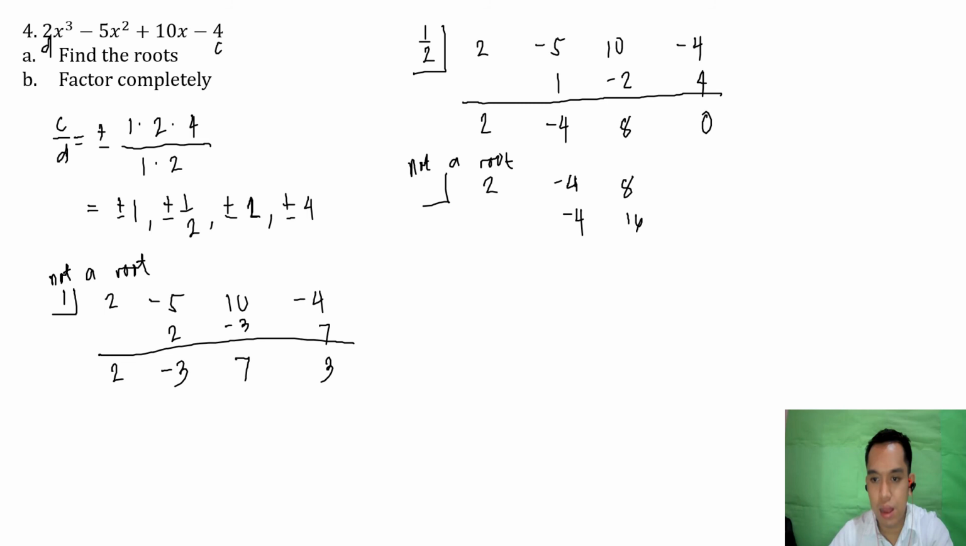Subukan naman natin ang positive 4. So, let's try positive 4. Bring down 2. 2 times 4 is 8. Negative 4 plus 8 is positive 4. That is 16, and still that is 24. Kaya hindi pa rin siya. Okay, last na ang negative 4. Pag wala, wala na siyang ibang root, kundi 1 half lang.